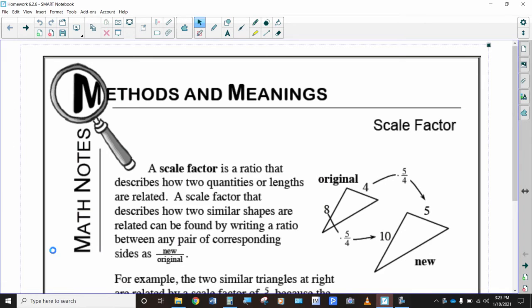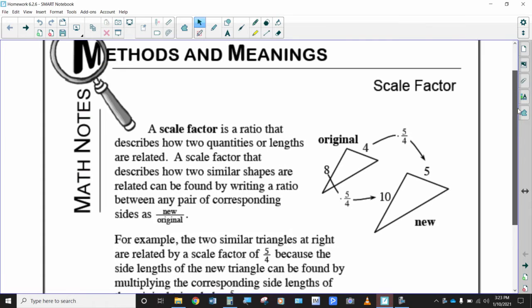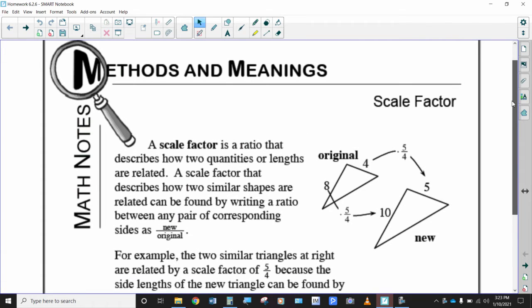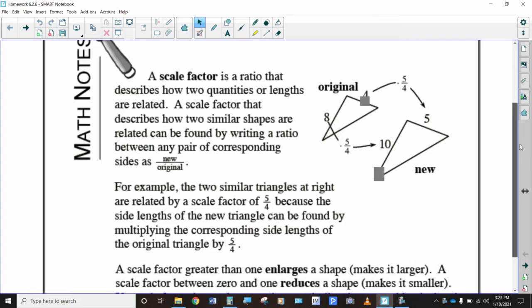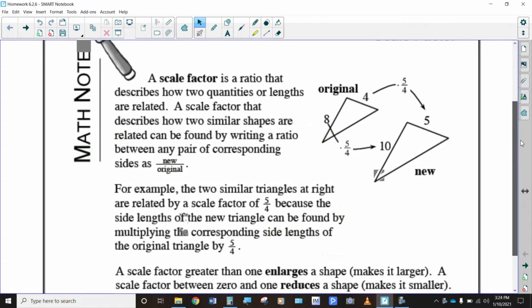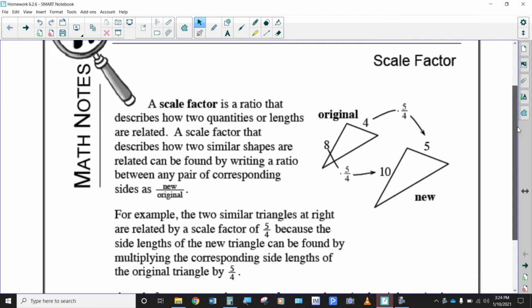All right, let's take a look at our homework for lesson 6.2.6. This is the last homework we're going to be looking at before we get into the study guide and check over the study guide before the chapter test that we're going to be soon taking. So the notes for this is finally getting into the official notes for scale factor.